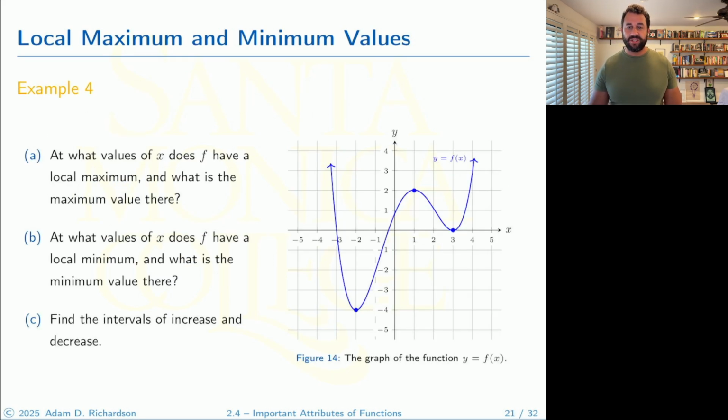These are some questions, and I do want you to try these on your own, and then we'll do them together. This is a multiple part question. I'm giving you a graph of some function, y equals f of x. My questions to you are: at what values of x does f have a local maximum, and what is the maximum value at that point? At what values of x does f have a local minimum, and what is the minimum value at those points? And then I want you to find the intervals of increase and decrease.